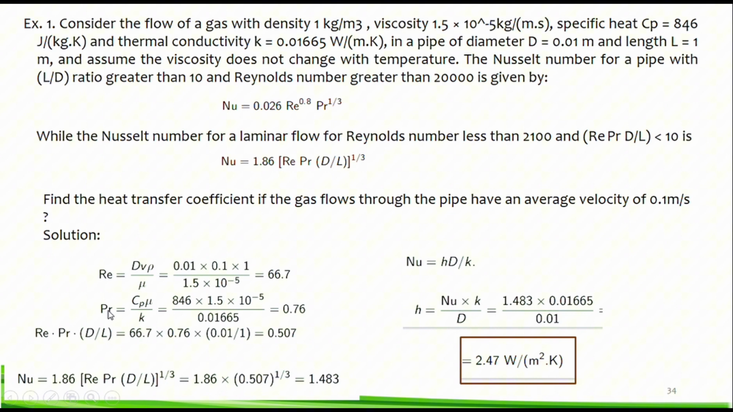Next, we need to solve the Prandtl number. It is Cp, the specific heat, times the viscosity over the thermal conductivity. We have Cp, which is 846, multiplied by 1.5 times 10 raised to negative 5 as our viscosity, over the thermal conductivity of 0.01665, and we get a Prandtl number of 0.76.